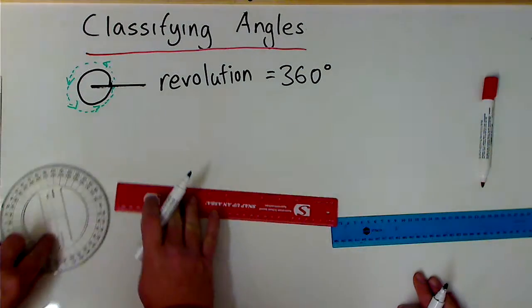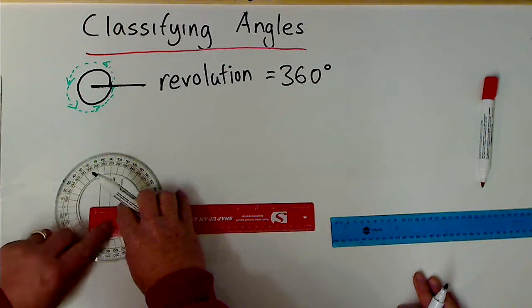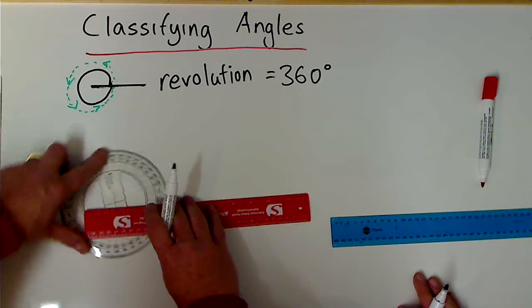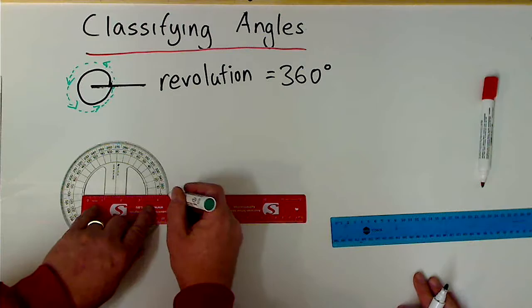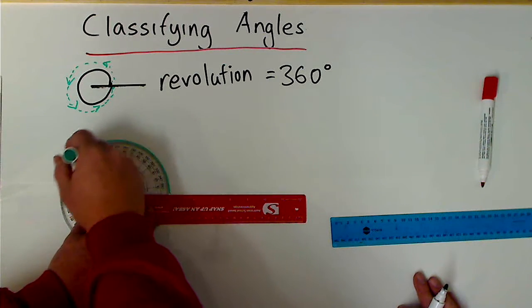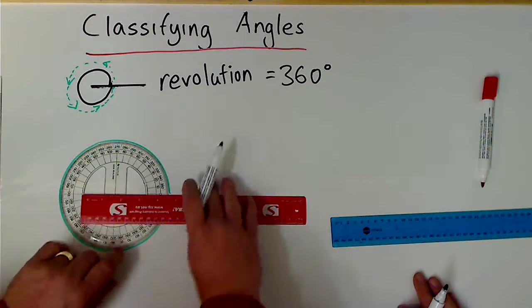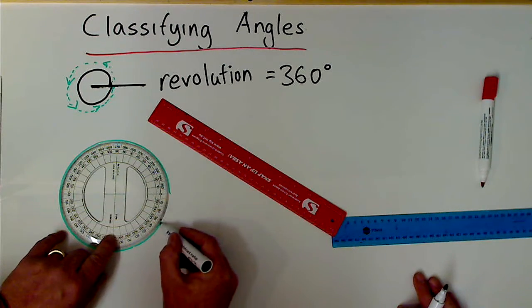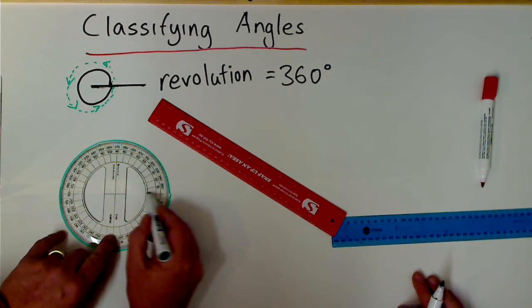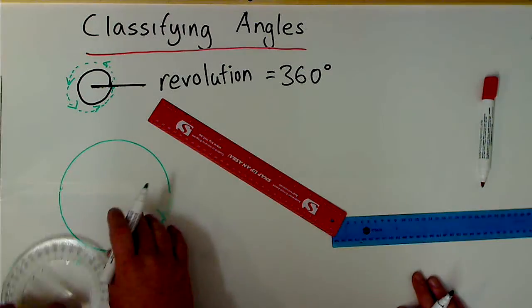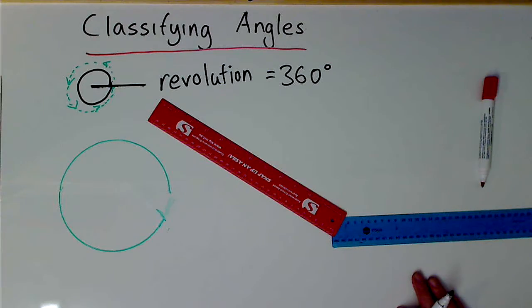So that's like saying, here's my ruler, I'm starting on the zero. Where's zero on this thing? So zero is there. And I go all the way around here and back where I started from. So if I came back to where I started from, I would have travelled 360 degrees. Yep, that is a revolution.